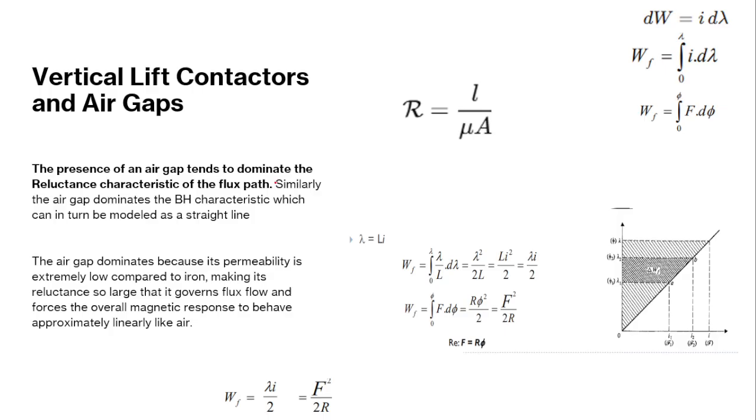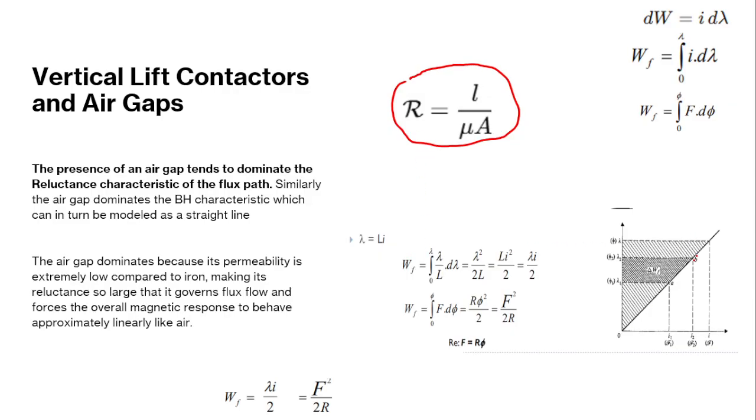Okay, cool. Similarly, the air gap dominates the BH characteristic because we know free space has a large reluctance. The BH curve for free space, or a non-ferromagnetic material, is basically a straight line. The air dominates because its permeability is extremely low compared to iron, making its reluctance so large that it governs the flux flow and forces the overall magnetic response to behave like a straight line. Okay, so I have this derivation here.